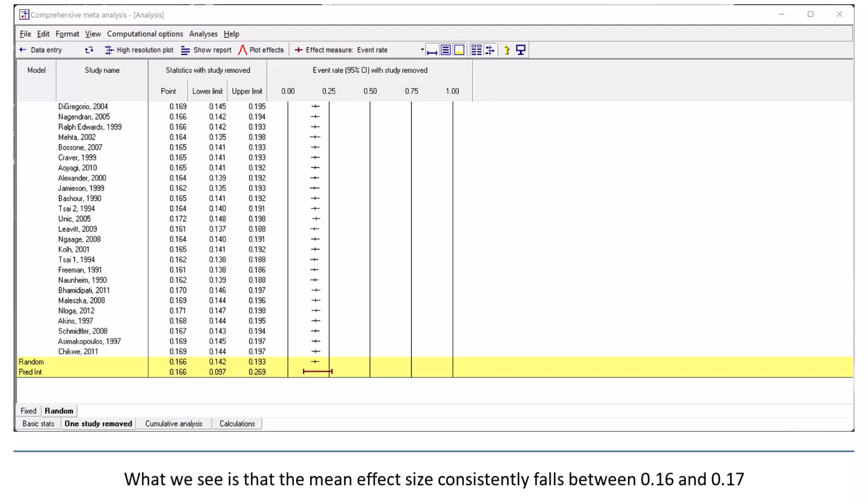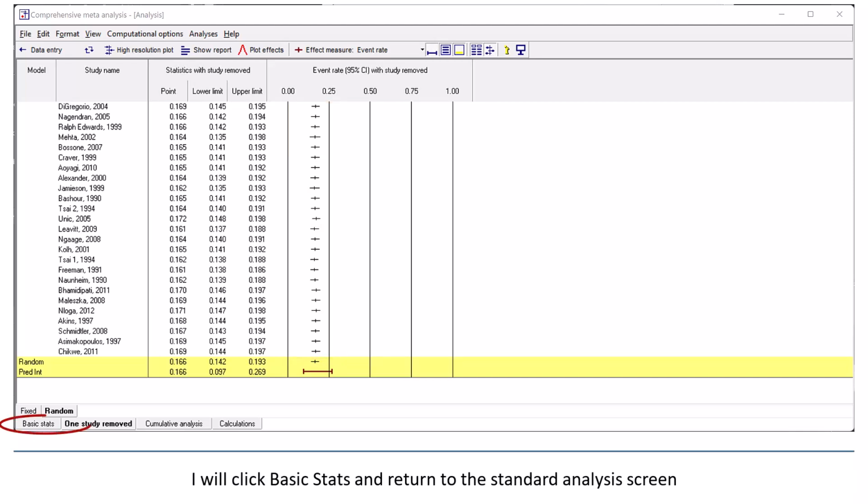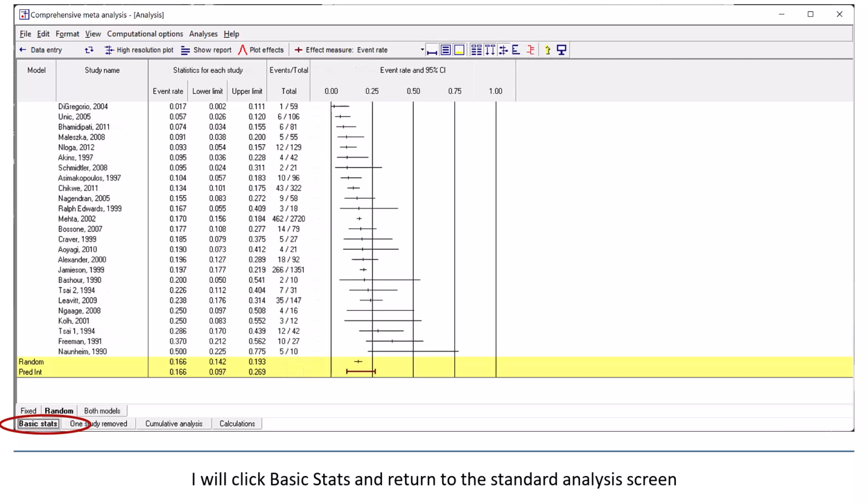What we see is that the mean effect size consistently falls between 0.16 and 0.17. In other words, the mean would not shift in any meaningful way if any one study were removed. I'll click Basic Stats to return to the standard analysis screen.